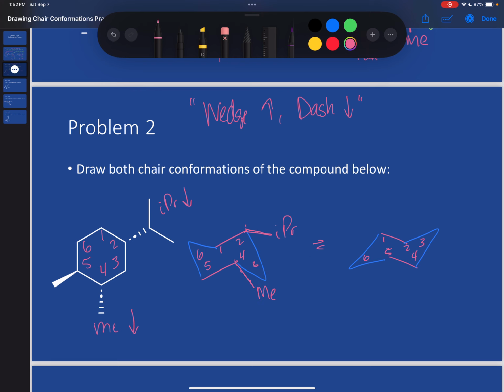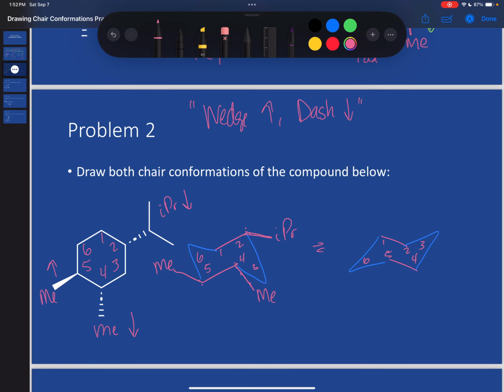So this methyl group should be down in the equatorial position. And then for 5, I have a wedge for the methyl group. So this actually should be up. So axial here is down and equatorial is going to be up. So that means the methyl group needs to be in the equatorial position. Okay, I don't like that I did that. There we go. It should be in the equatorial position. All right, so there's our first chair.